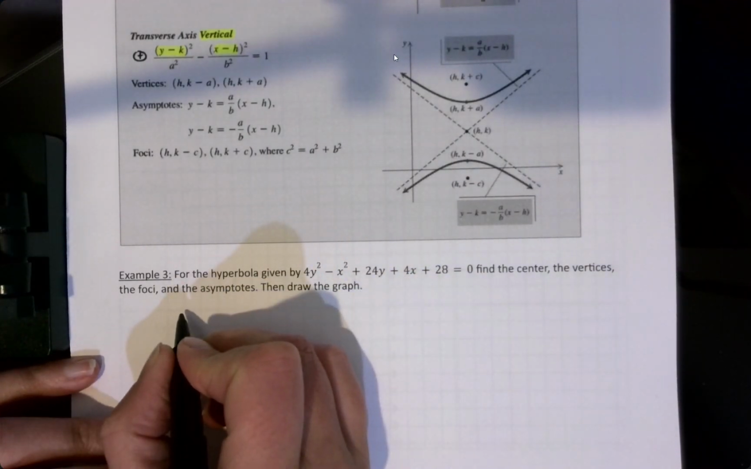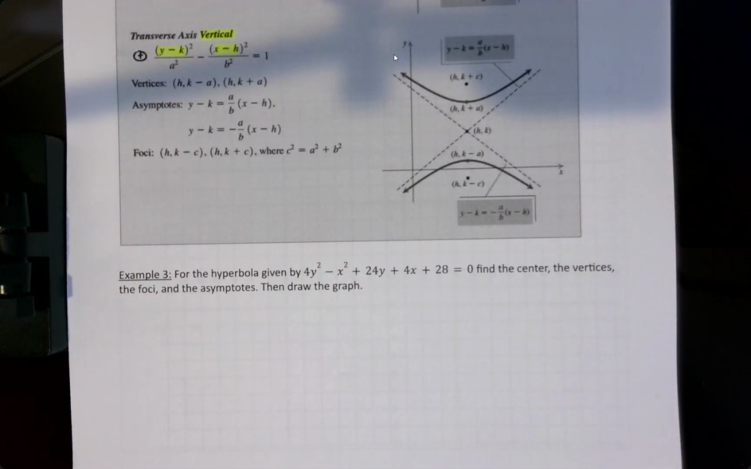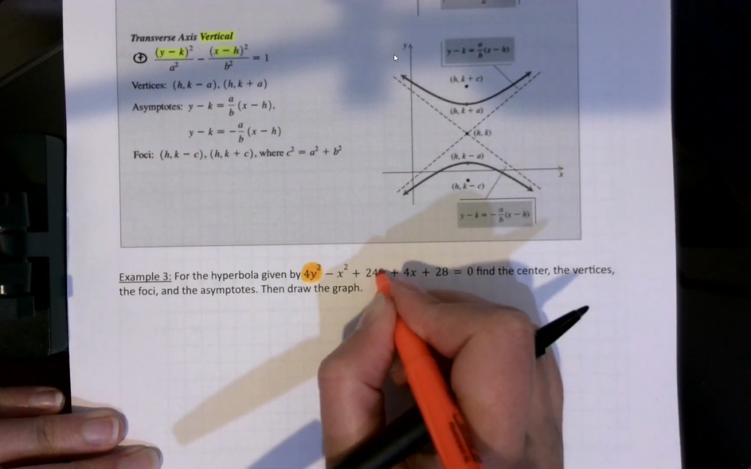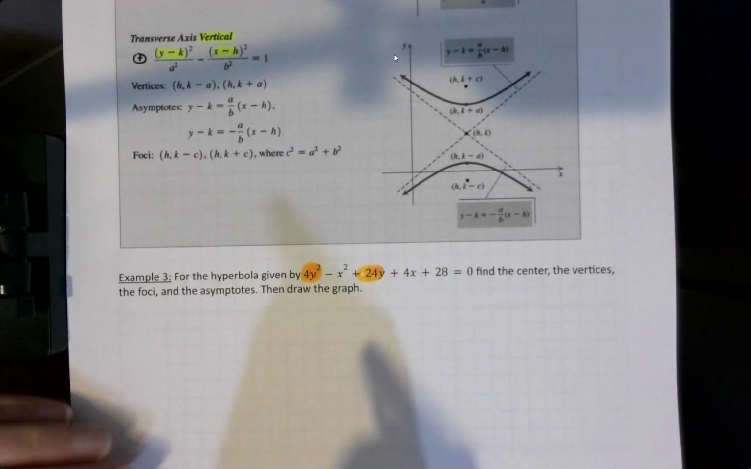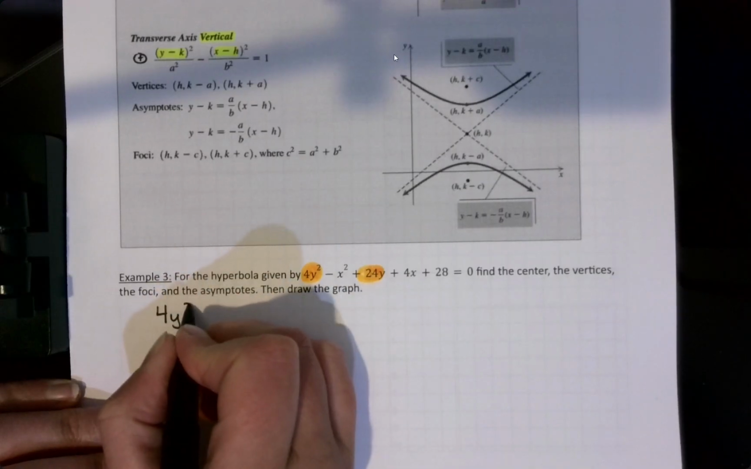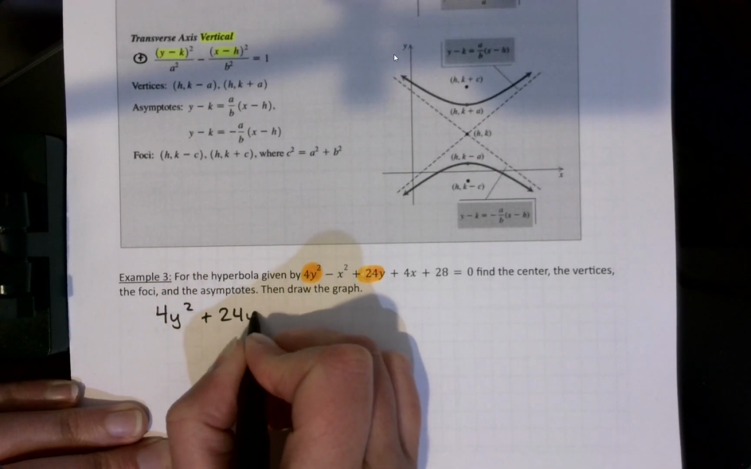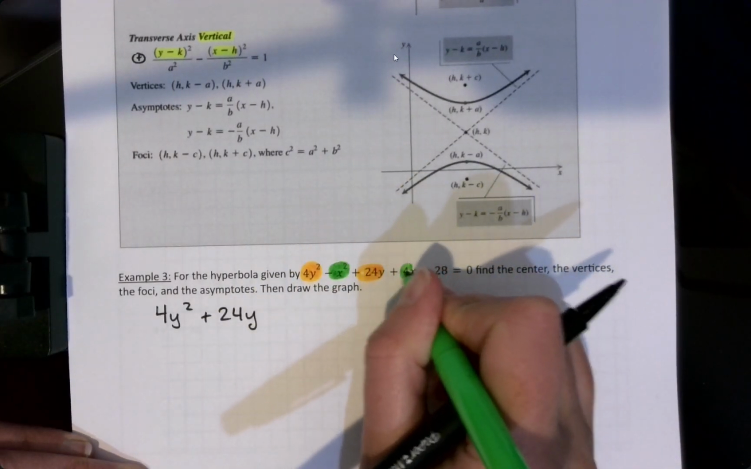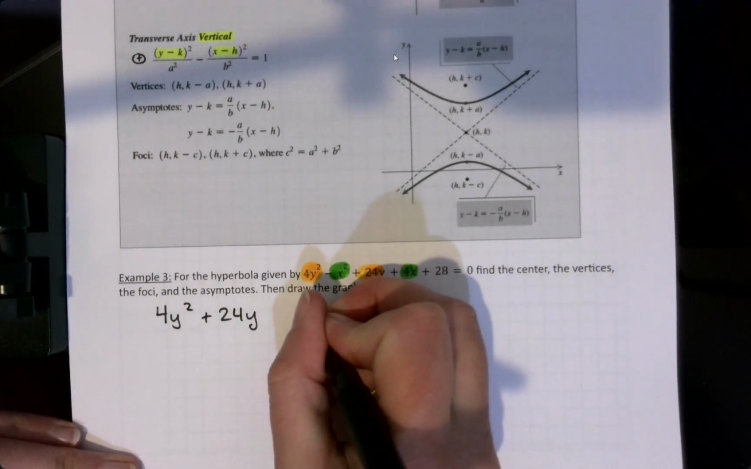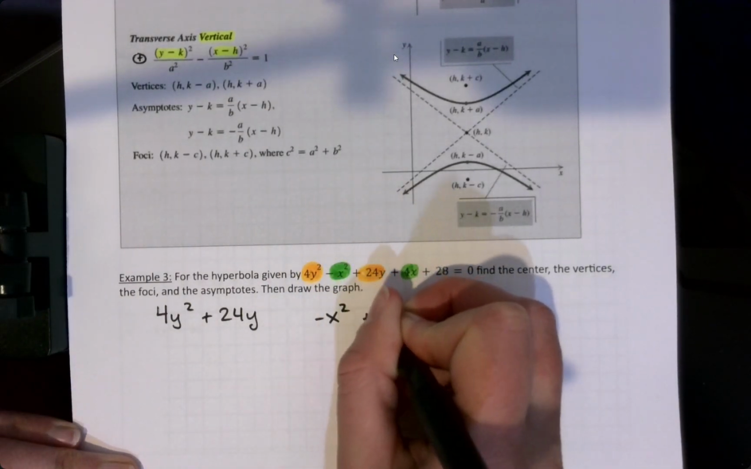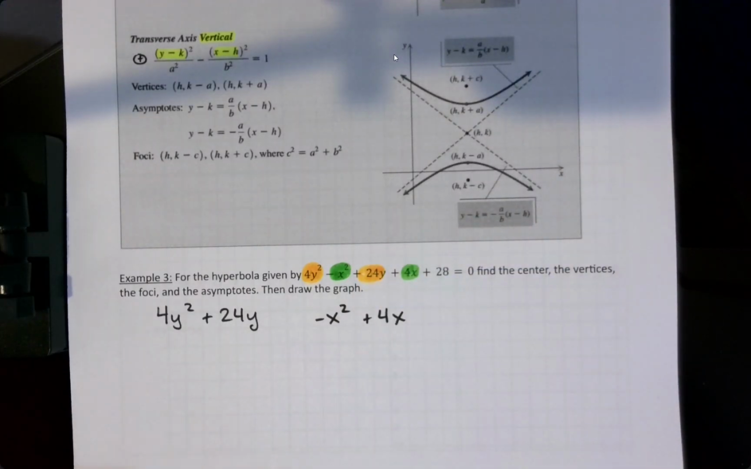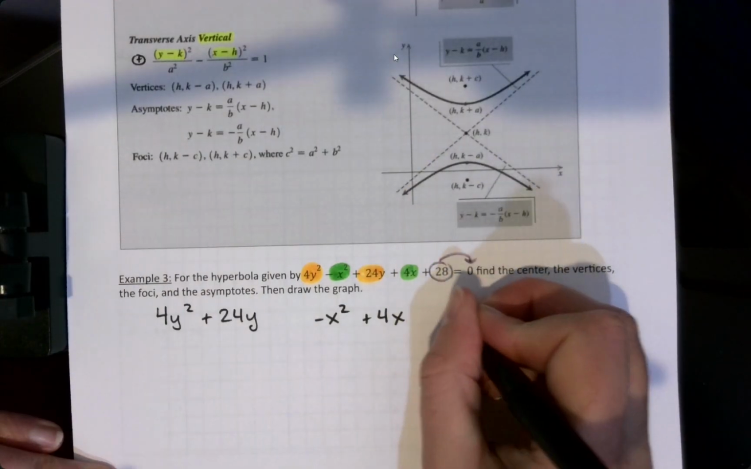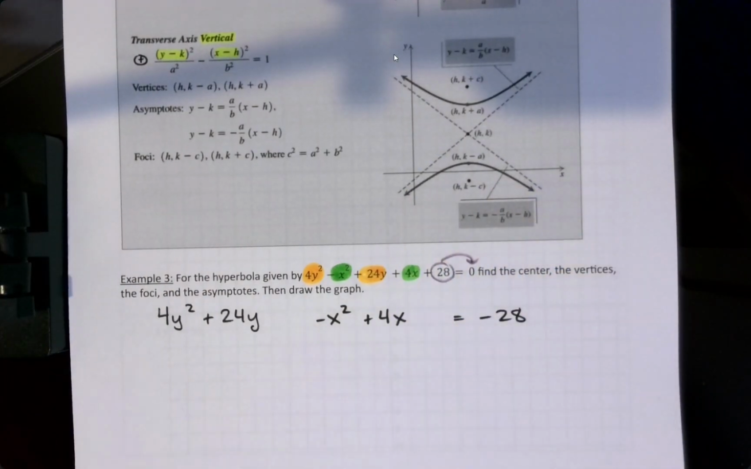I'm going to start by regrouping this so I can put all of our y's together. So I've got myself a 4y squared and a 24y. So I'm going to move those to the front. 4y squared plus 24y. And I have a negative x squared and a 4x term. And then the 28, which we'll want to move to the other side. So I'll subtract that off and make it a negative 28.